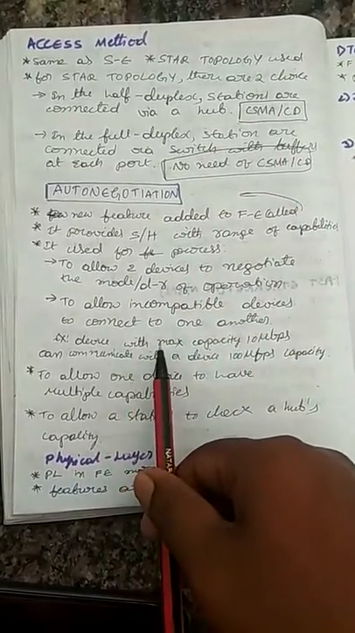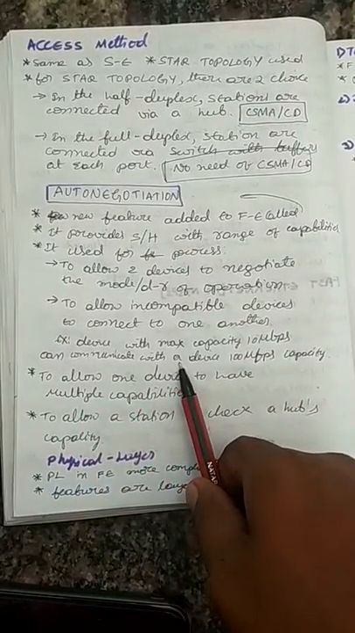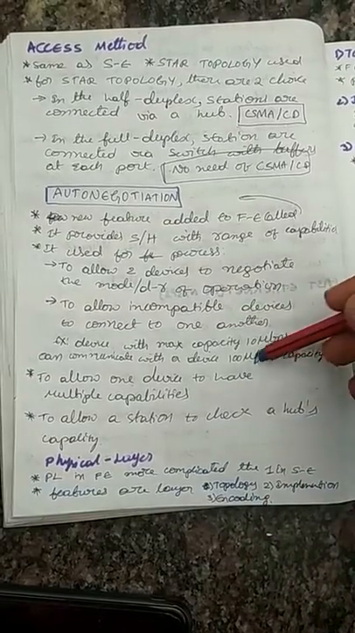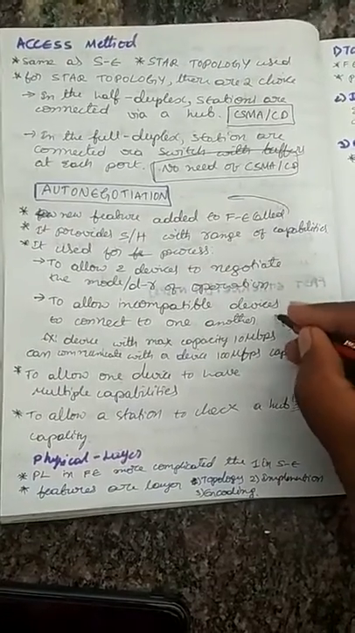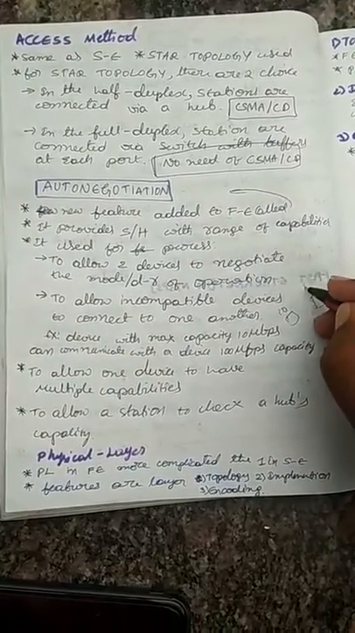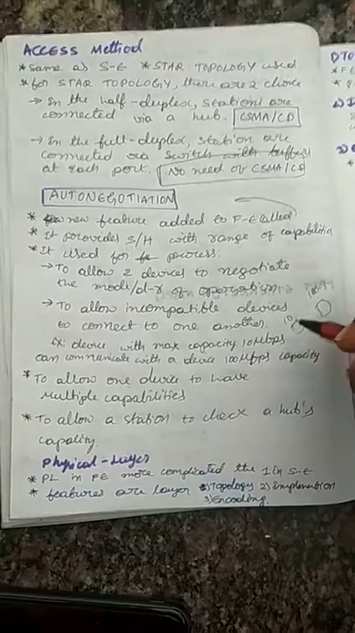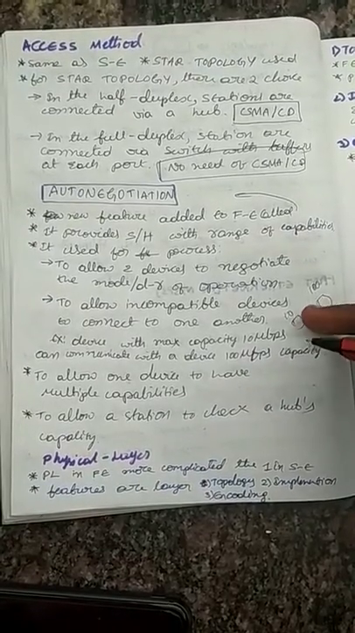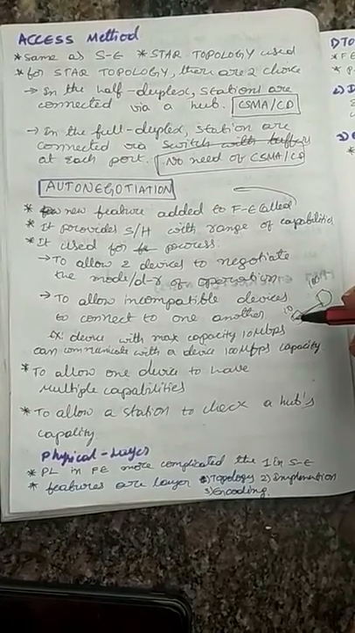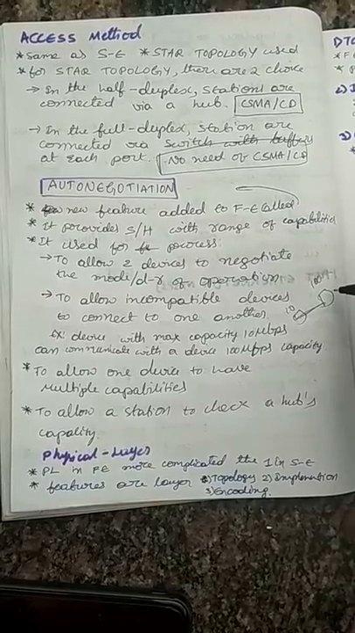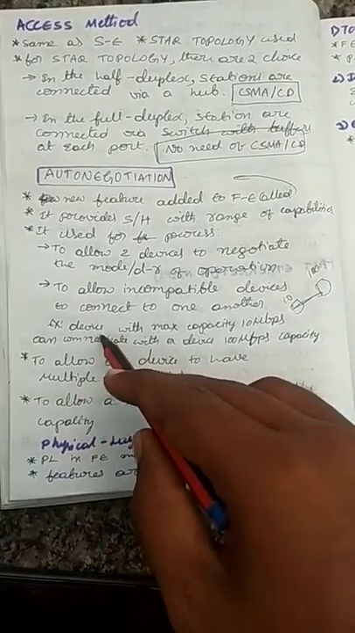For example, a device with a maximum capacity of 10 Mbps can communicate with a device of 100 Mbps capacity. Means suppose there are two devices, one with 10 Mbps capacity and another with 100 Mbps capacity. To communicate between these two is not possible. By using auto negotiation we can communicate between these 100 Mbps and 10 Mbps devices. That is the explanation of this example.